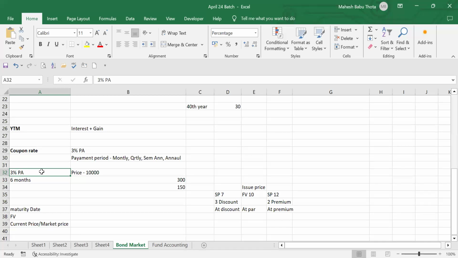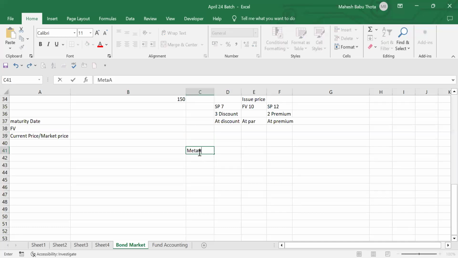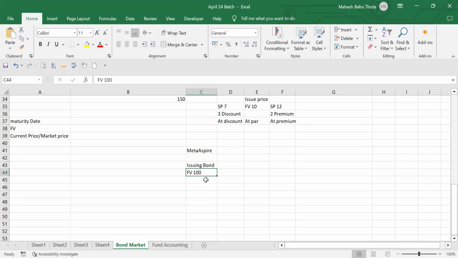Still, we are not getting it, so some confusion is there. Let me understand this concept in a different way. Suppose I am running a company, Meta Aspect, and I'm issuing a bond. The face value of the bond is 100 rupees.